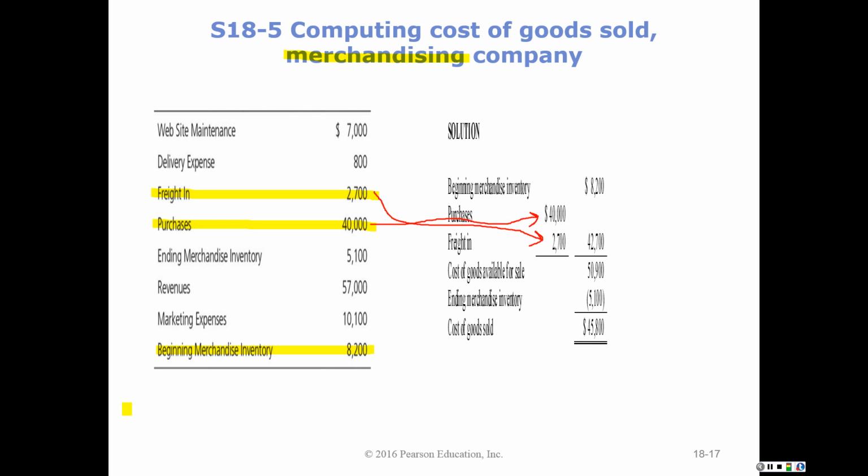All right, so at the end of the period, if I check my merchandise inventory and I only have $5,100 worth of inventory left, this is simply telling me, if we were to come here, I started out with 8,200. I've purchased 42.7 in windshields. I have 50,900 available for sale. At the end of the period, there was only 5,100 out there. What happened to the rest of it? It has been sold. I have sold $45,800 worth of windshields in this particular company.